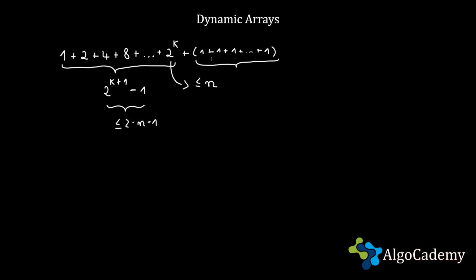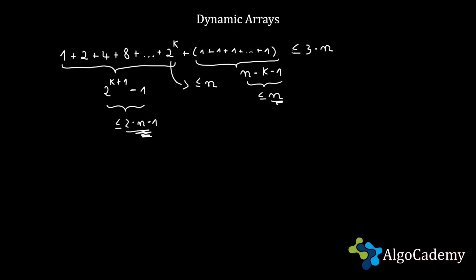Now, in the second sum, for how many times do I add 1? Well, this is pretty simple. We had a total of n pushes. And as you can see here, I start from 2 to the power of 0, and I get 2 to the power of k. So I have k plus 1 terms here from the total of n, which means that here I'm going to have n minus k minus 1 terms, which again is of course less than or equal to n. So we have n from here, 2 crossed n minus 1 from here. So this sum is less than or equal to 3 times n.